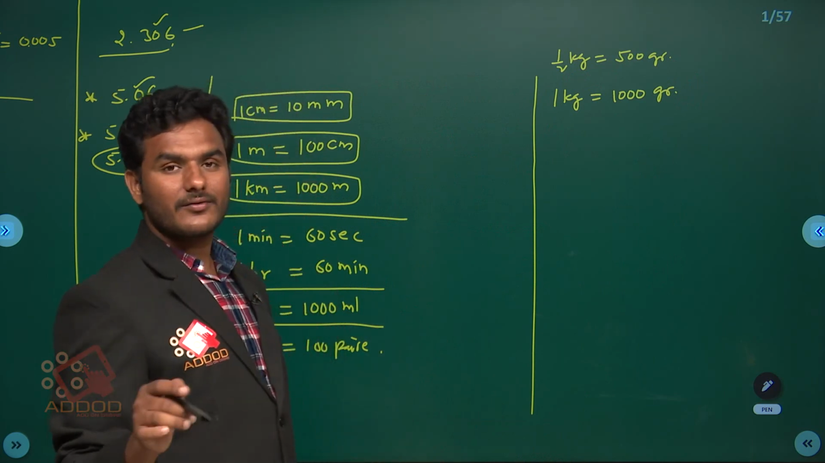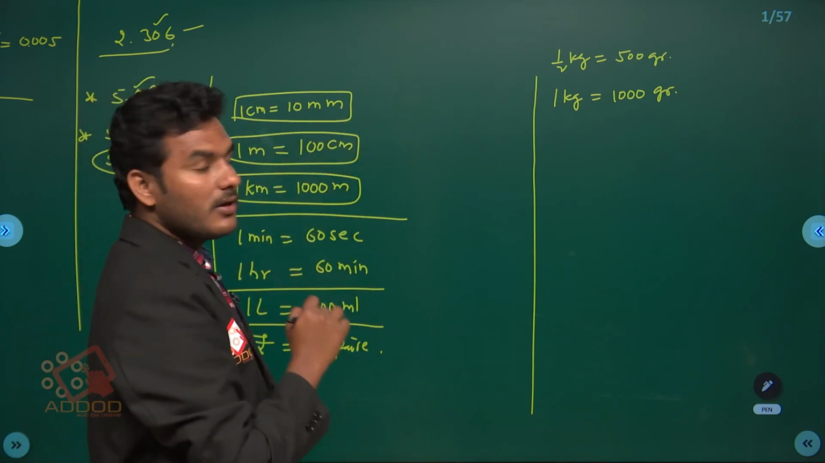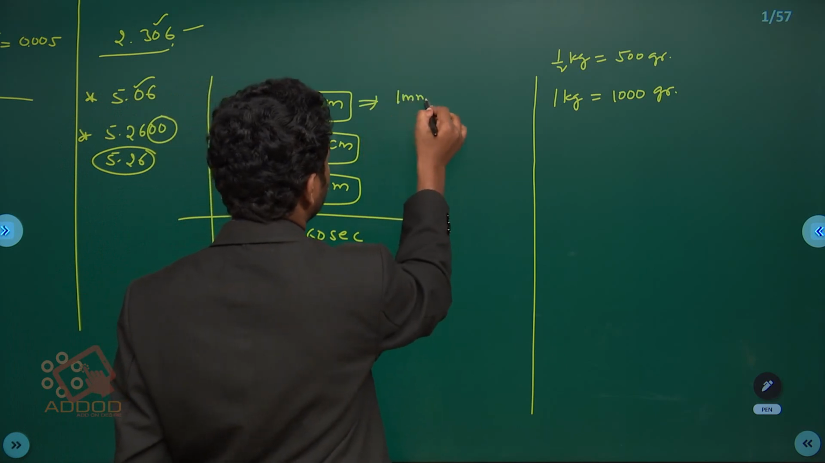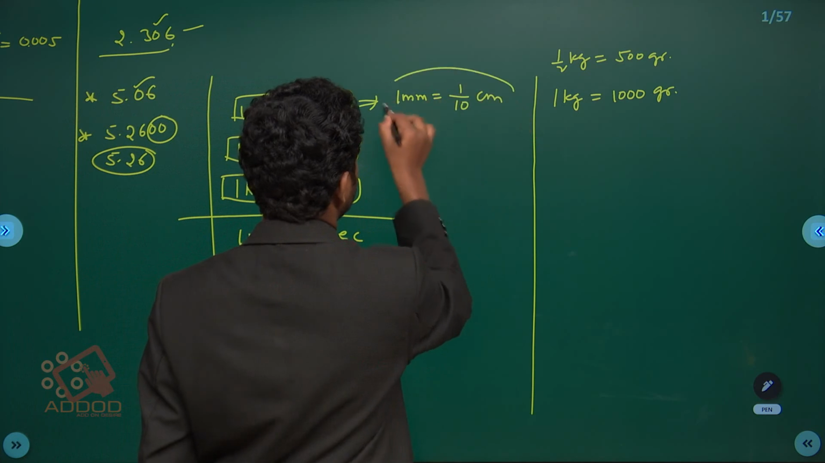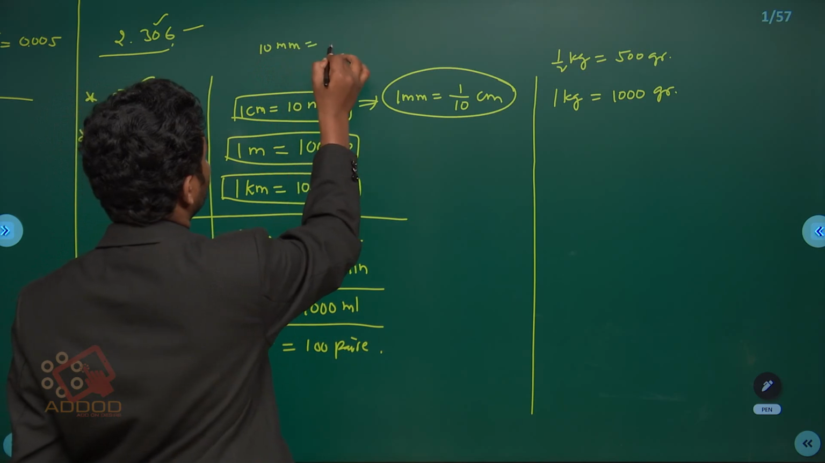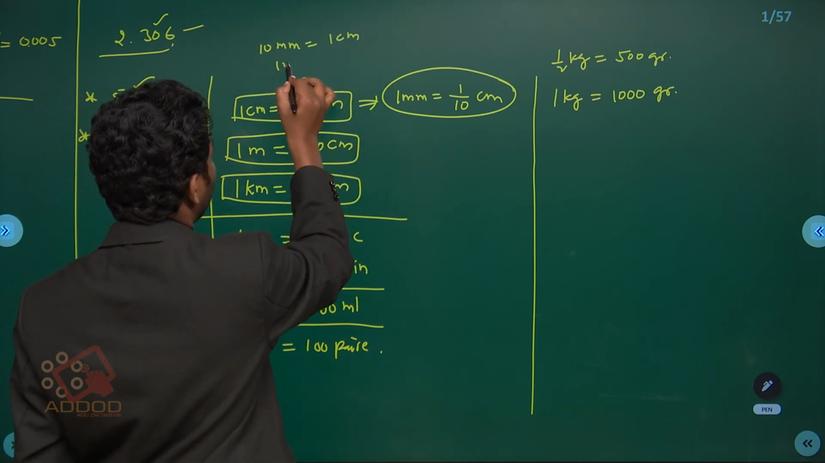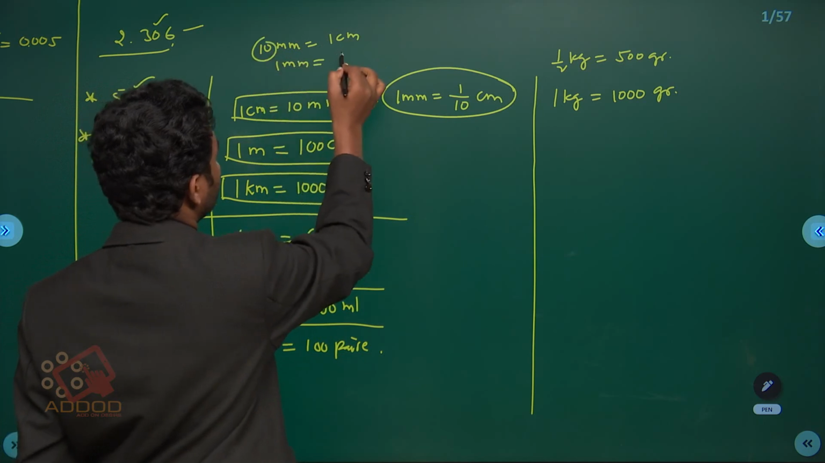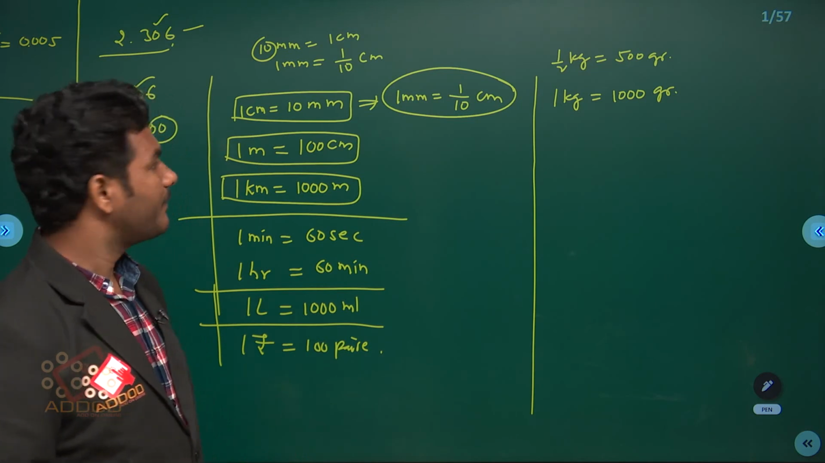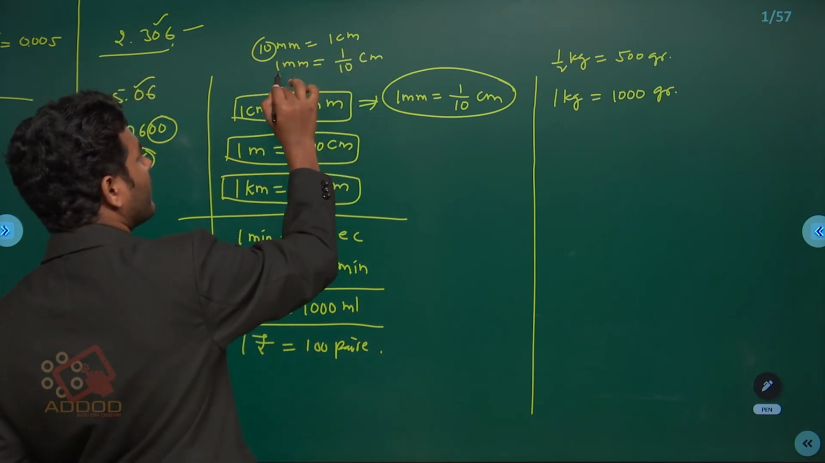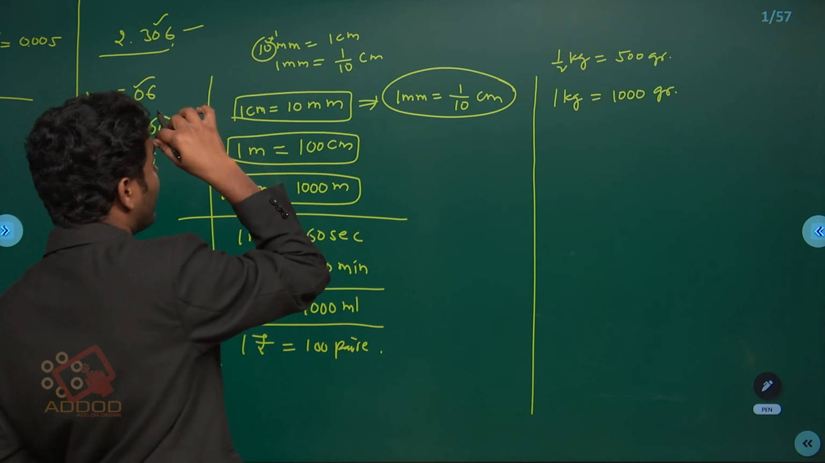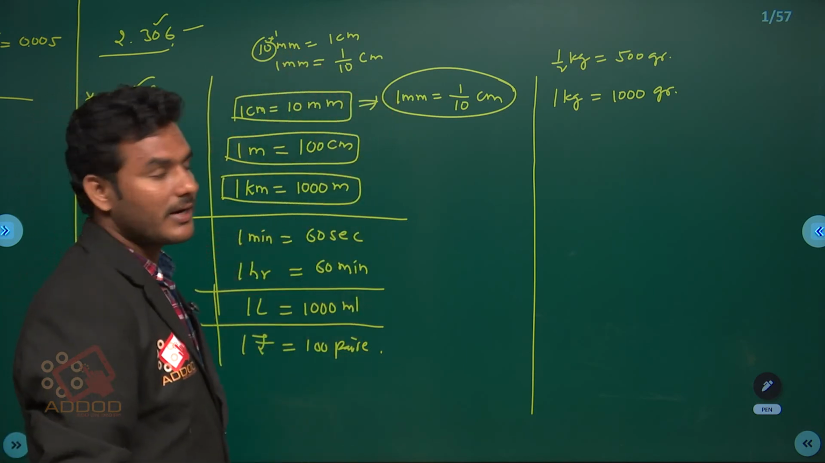Now look here, children. Here we are going to do one thing. Here 1 centimeter is equal to 10 mm, right? Now 1 mm is equal to how much? By using this we can write 1 mm is equal to 1 by 10 centimeters. 10 mm is equal to 1 centimeter, so 10 into 1 mm; the 10 you can take to the other side, so you get 1 by 10 centimeter.